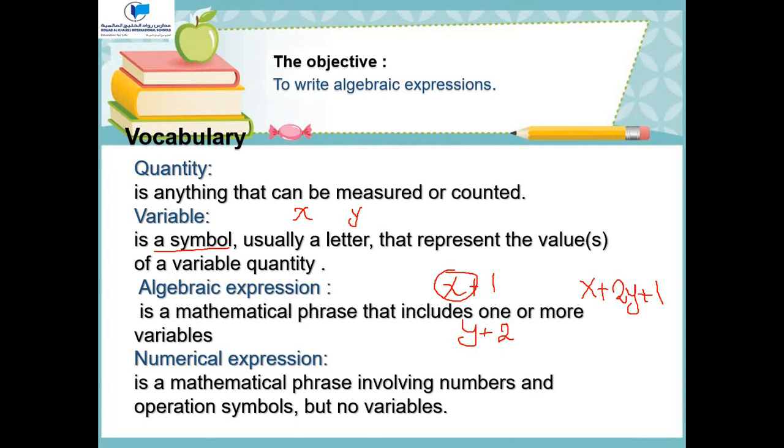A numerical expression is a mathematical phrase involving numbers and operation symbols but no variables. Let me give you an example. For example, 2 plus 3 times 6 and so on. We can say plus 1 and so on. But we must not have variables. There are no variables in numerical expressions.